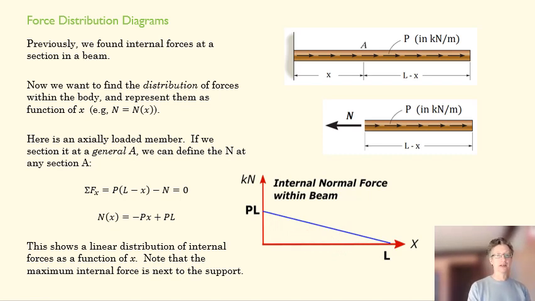In other words, if I took my section here, my internal resultant normal force would be here. If I took my section here, I'd have a much lower normal force. And that makes sense, right? As we get farther towards the end of this beam, we would expect that internal loading to be smaller. So that's a loading distribution diagram, or in this case, a force distribution diagram.